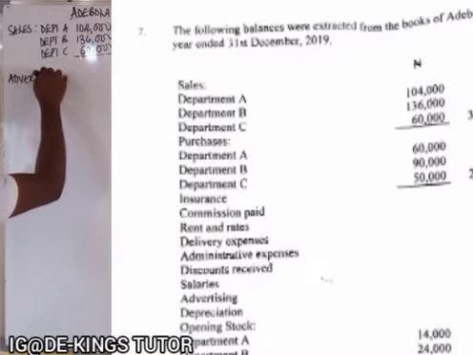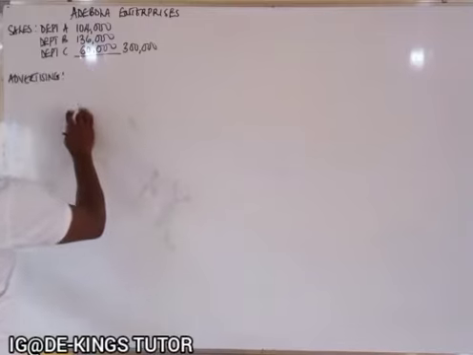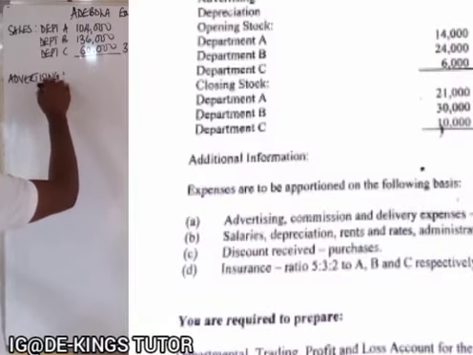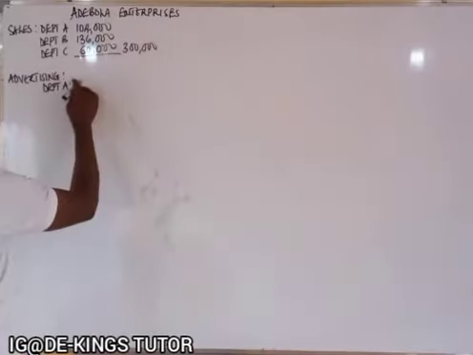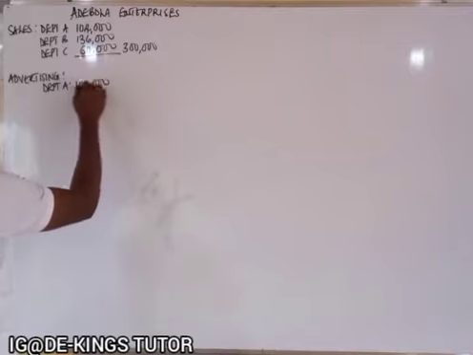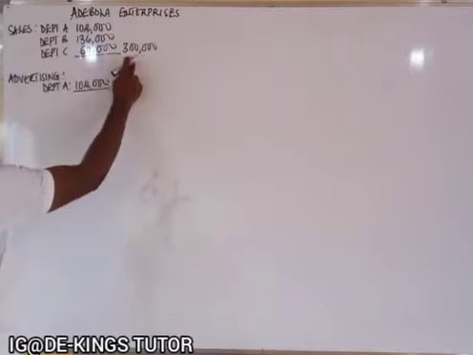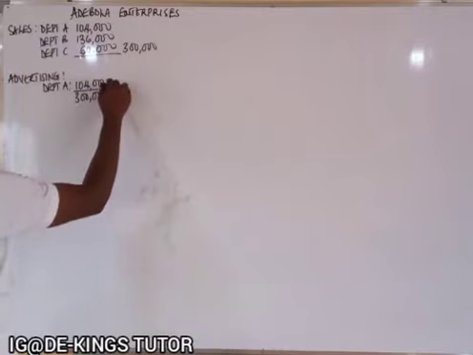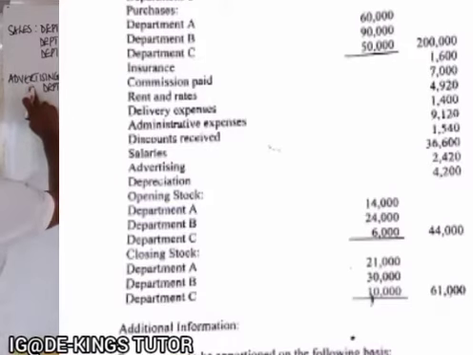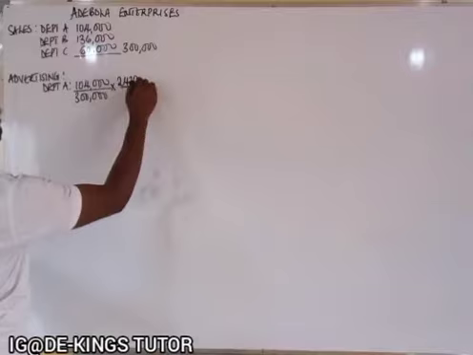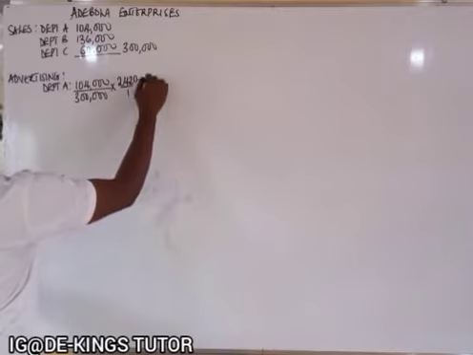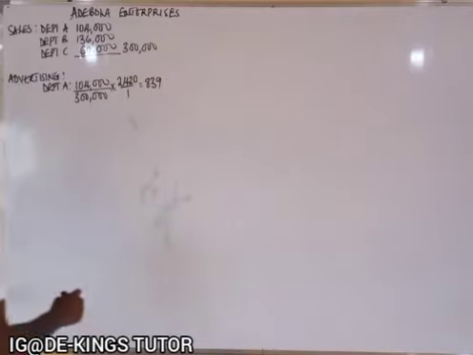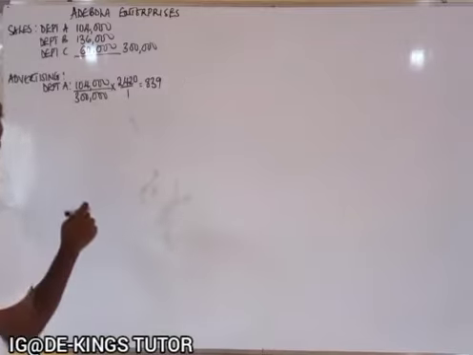In the additional information there, advertising. So advertising will now be for Department A. We'll get 104,000 divided by the total of all this, which is 300,000, times the actual expense for advertising, which from the question is 2,420 over 1. If we do this using our calculator, it will give us 839 approximately to the whole number. So that's the first one for Department A.